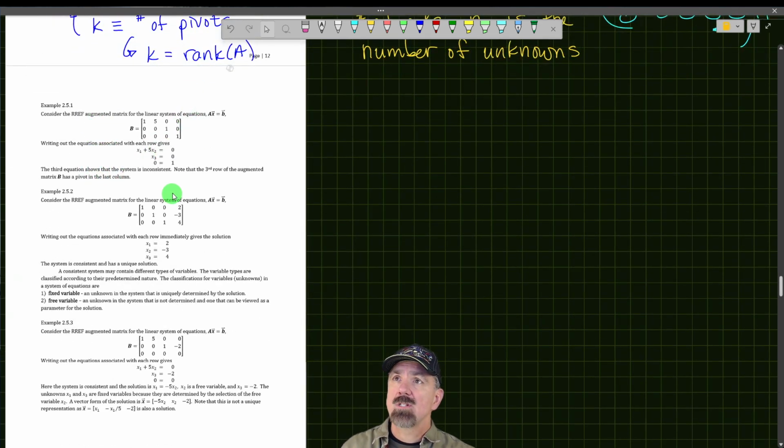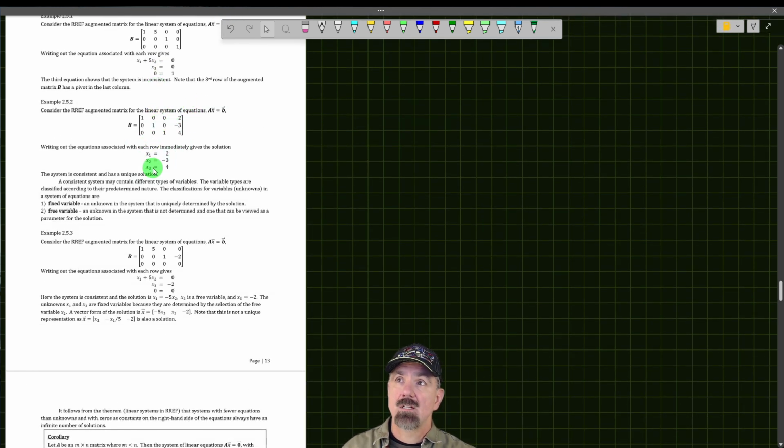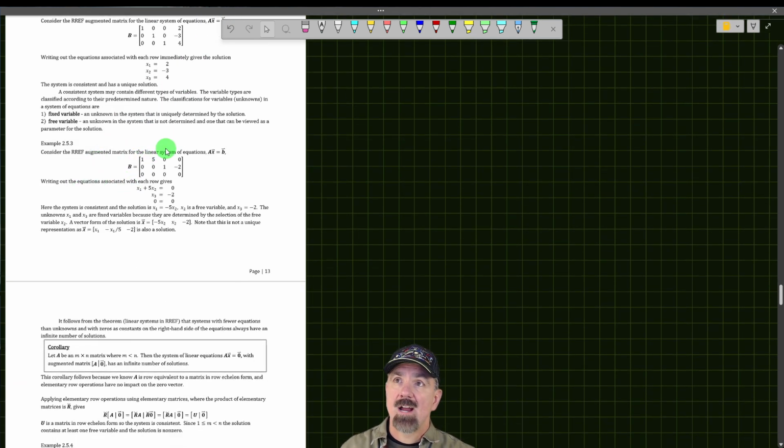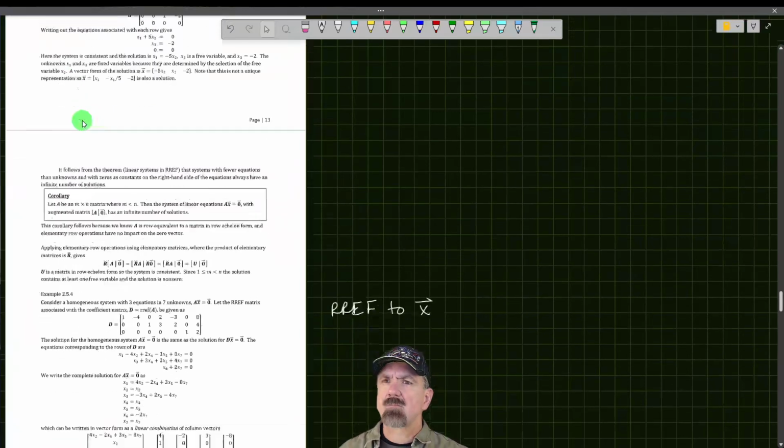Following are some examples that you're familiar with. This one's consistent, this one is a unique solution, and this one here has a free variable. We'll talk about how we want to write down these solutions in a little while. But you definitely want to work through these examples, make sure you understand the definitions for fixed and free variables.